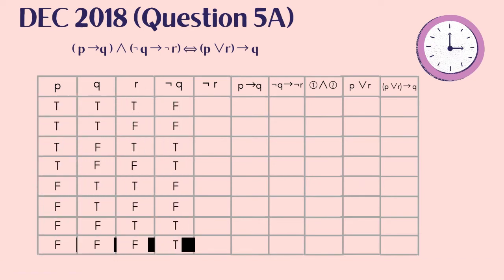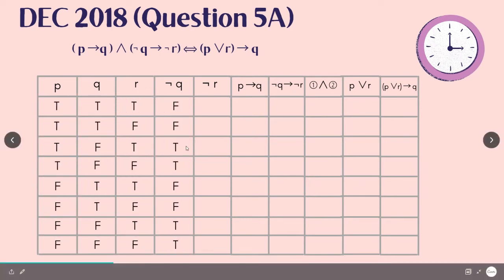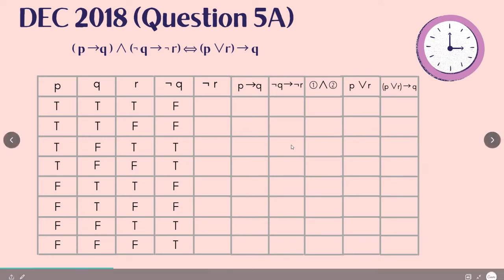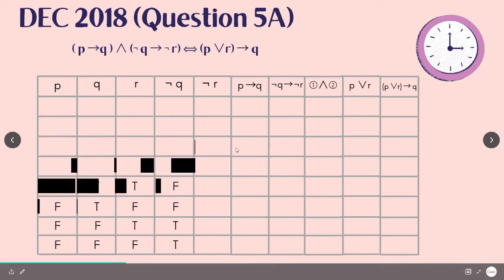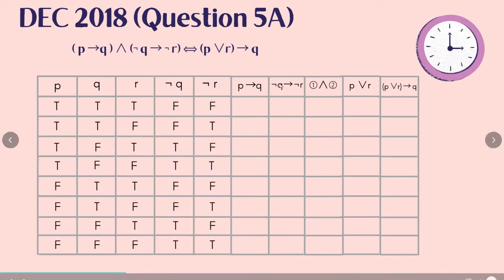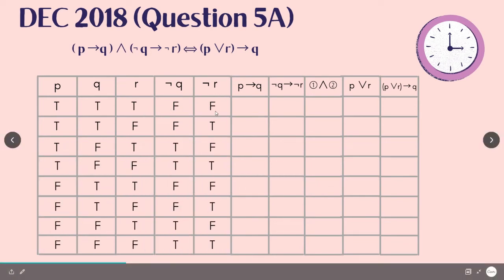So now we have the negation of Q. Basically, everything in the Q column right now is the opposite for the negation of Q. So in column Q, it is true, so not Q is false. If it is false, then it's true. So it goes true, false, false, true, and so on. It's the same for not R. If R is true, then not R is false. If R is false, it's true. If R is true, it's false, and so on.